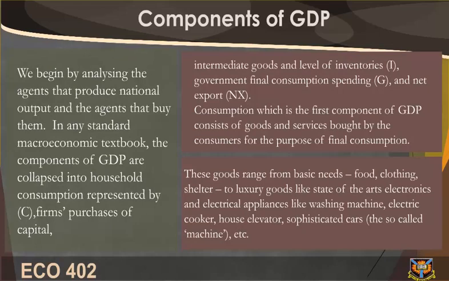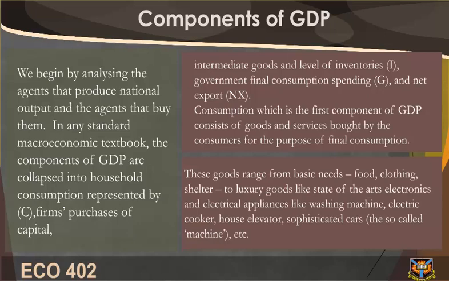Components of GDP. We begin by analyzing the agents that produce national output and the agents that buy them. In any standard microeconomic textbook, the components of GDP are collapsed into household consumption, represented by C. Firms' purchases of capital, intermediate goods, and level of inventories, I. Government final consumption spending, G. And net export, NX.